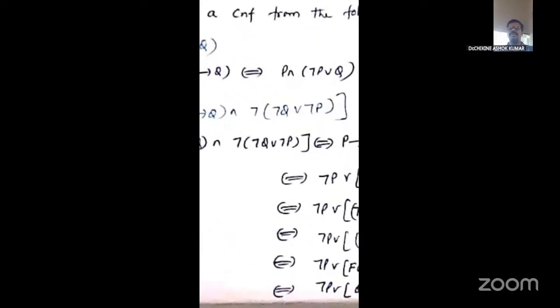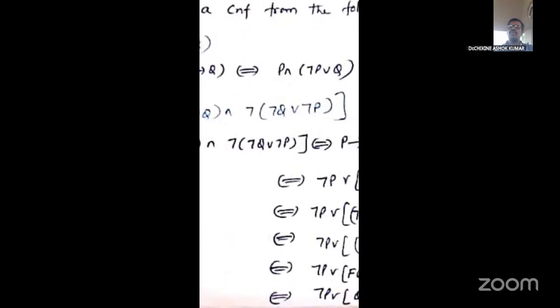So what is P implies Q? It is negation P union Q, negation P union Q. And intersection, we have one more proposition, that is negation of negation Q union negation P.